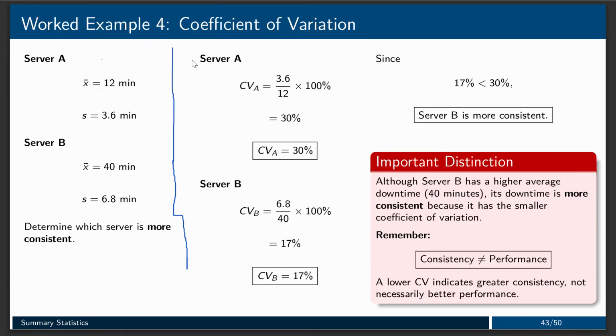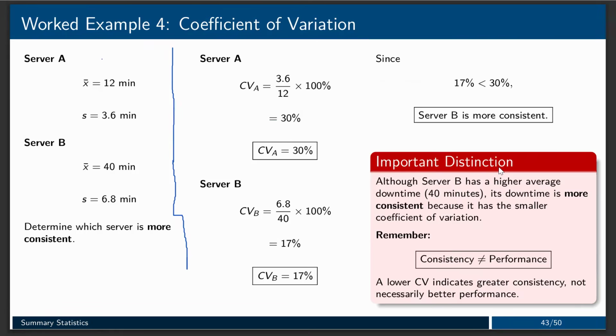So we can use the coefficient of variation. The CV of A is its standard deviation over its mean, 3.6 over 12 times 100%, which is 30%. And for server B, we have its standard deviation over its mean, which is 6.8 over 40 times 100%, and that's 17%. So the CV of B is 17%. Now, since 17% is less than 30%, we say server B is more consistent.